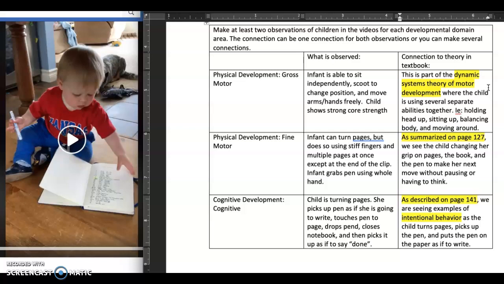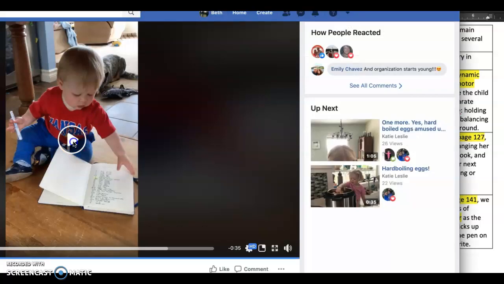So I made several observations about the child. Sitting independently, scooting, moving arms and hands freely, strong core strength. That's 4 observations I listed. And that one connection, dynamic systems theory of motor development, explains all of that. Okay, so then fine motor development. We saw her turning the book. So let's see this again. Let's keep watching.